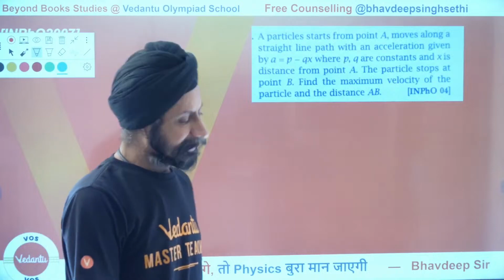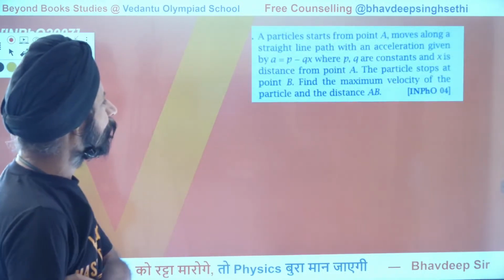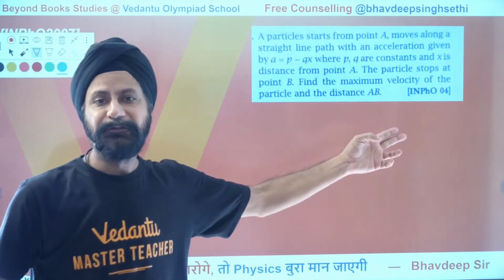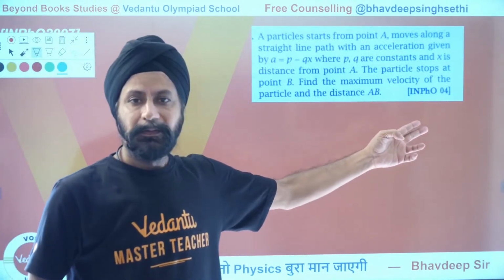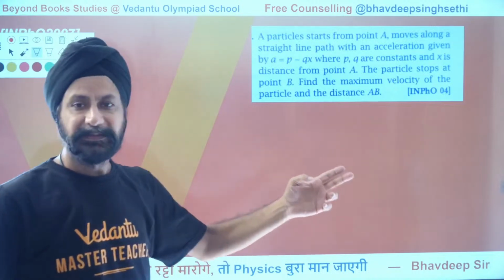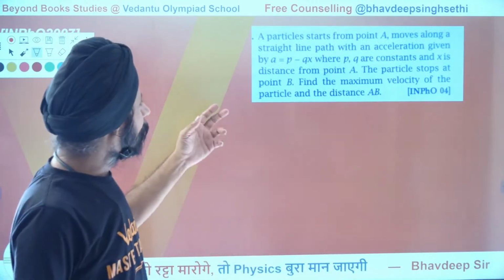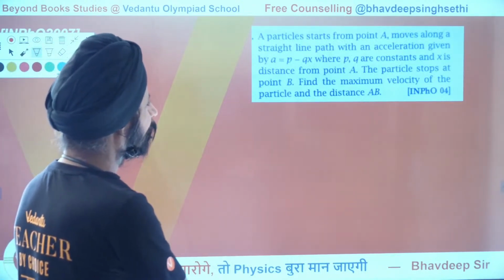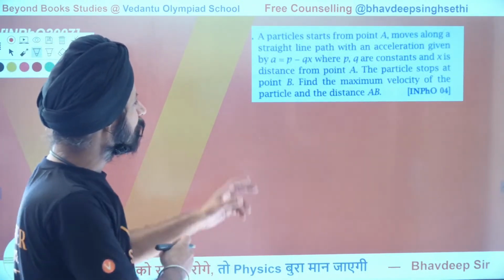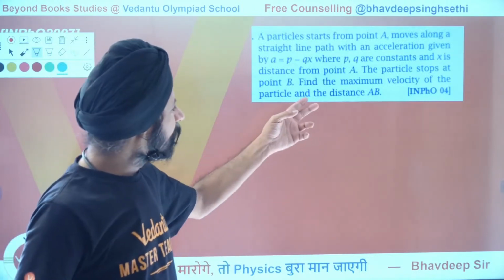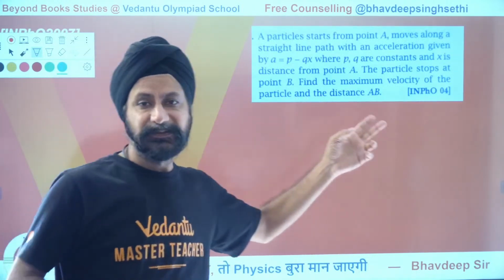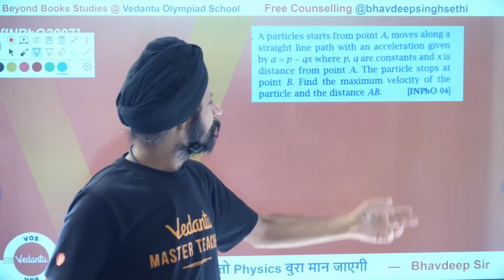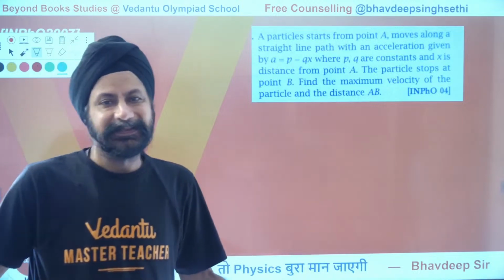Okay. The next question here is, a particle starts from point A, moves along a straight line path with an acceleration, again, Indian Physics Olympiad 2004. Come on. This is too good. So a particle starts from point A, moves along a straight line path with an acceleration given by a equals p minus qx, where p and q are constants and x is the distance from point A. The particle stops at point B. Find the maximum velocity of the particle and the distance AB.